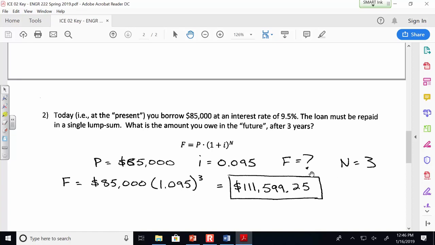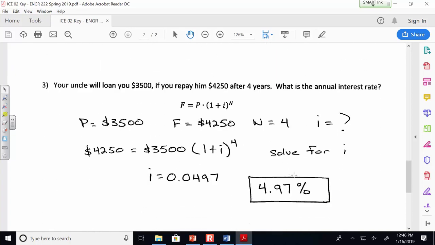All right. On question 2, I use the solver on my calculator, but you can also solve it algebraically: 4250 divided by 3500, and then you take that to the 1/4 power, which leaves you on the right side 1 plus I, and so then I would be 4250 divided by 3500 to the 1/4 power minus 1.